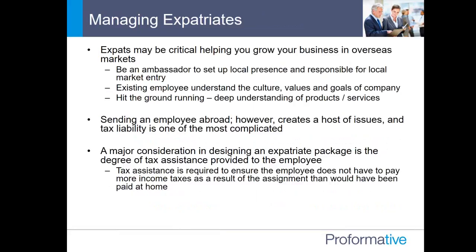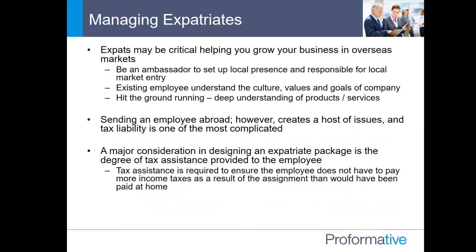However, whilst that's all great in theory, when you send an expat, let's say from the US overseas, it creates a whole host of different issues that you may not have thought about if you haven't dealt with expats before. And it's vital that if you are considering having an expat assignment for however long, whether it's 3, 6, 12, 24 months or longer, that you take full advice up front in advance as you begin to think about it so that you understand the ramifications.